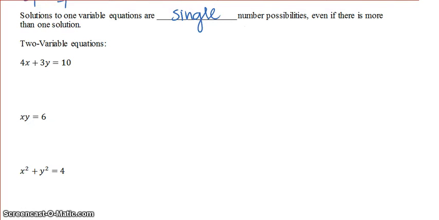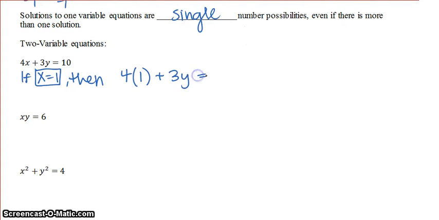So let's just say, in this case, if x equals 1. So I'm going to just tell you x is going to equal 1. We're going to plug in 1 for x, and we're going to figure out what y needs to be in order for this equation to be true. So I'm going to plug it in. So I'm going to say 4 times, but instead of x, I'm going to put 1, because we said x is going to be 1. Where did I get it? I just picked a number, okay? Just a random number, okay? Plus 3y equals 10.